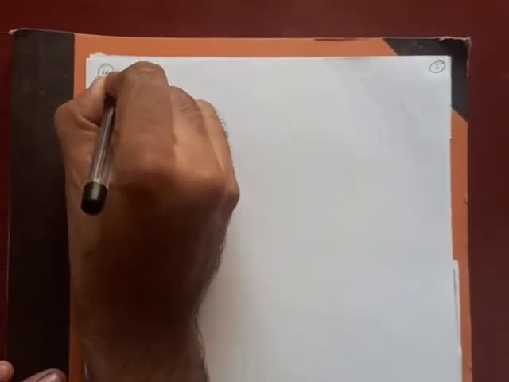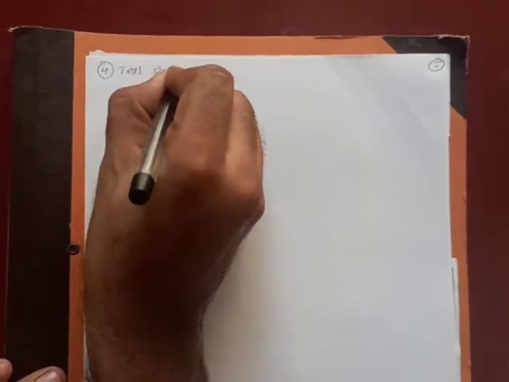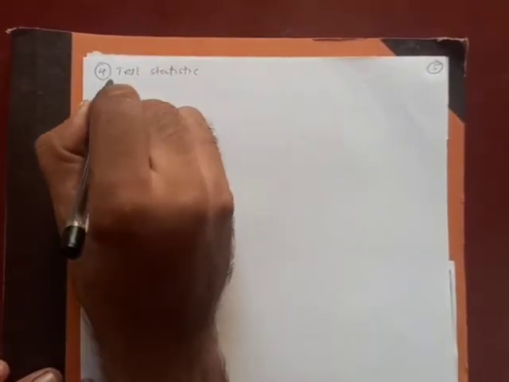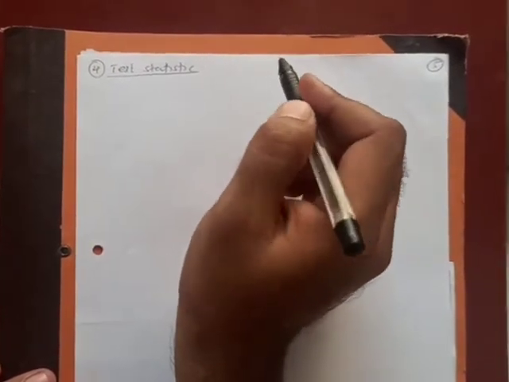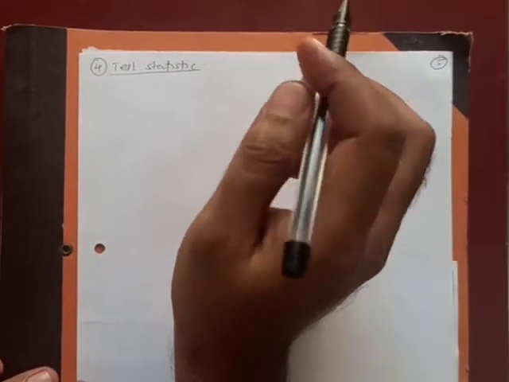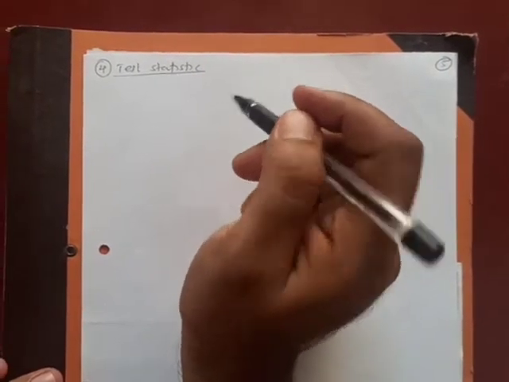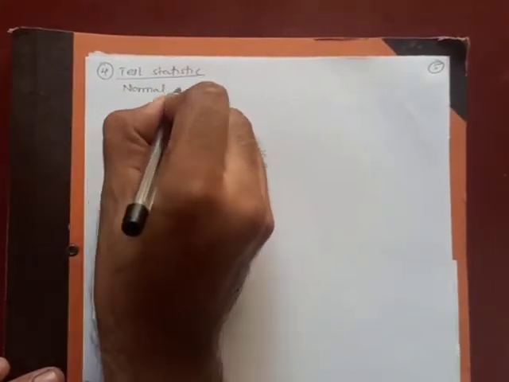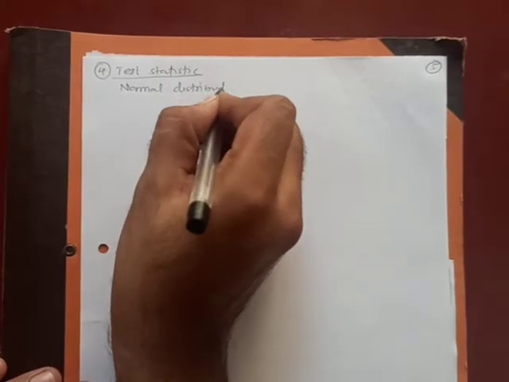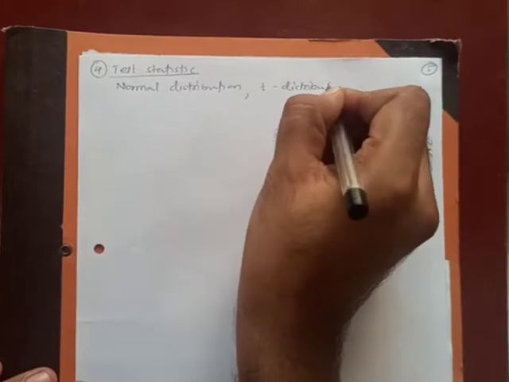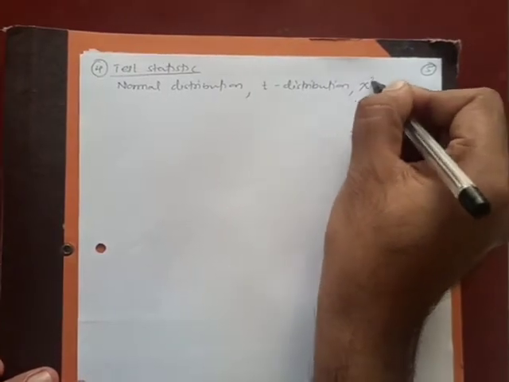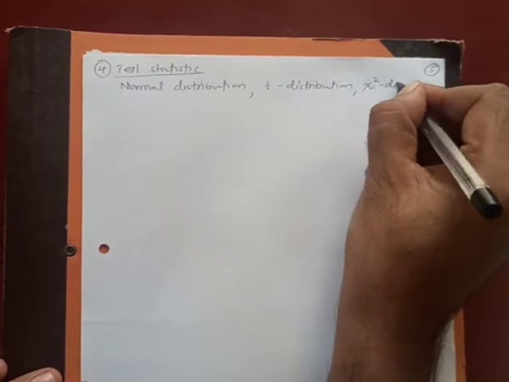Alright, next concept is fourth part, test statistics. After setting up the hypothesis and after fixing the level of significance, we have to calculate the statistic from sample values to test the hypothesis. Depending upon the nature of the data and nature of the problem, we use normal distribution, t-distribution, or chi-square distribution, chi-square denoted by this symbol, right?